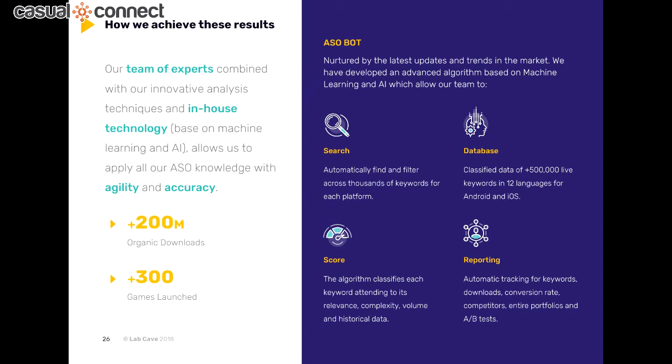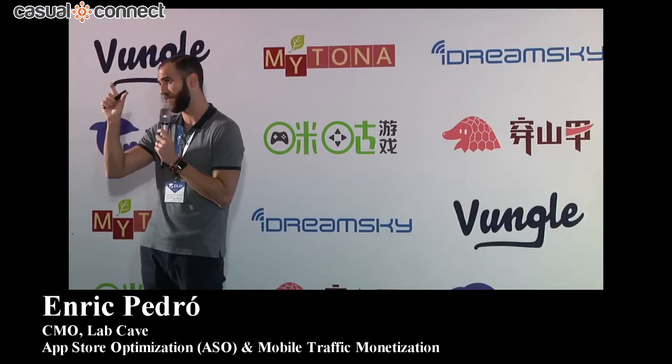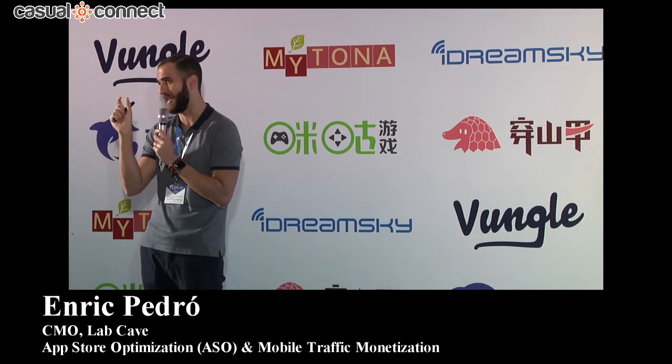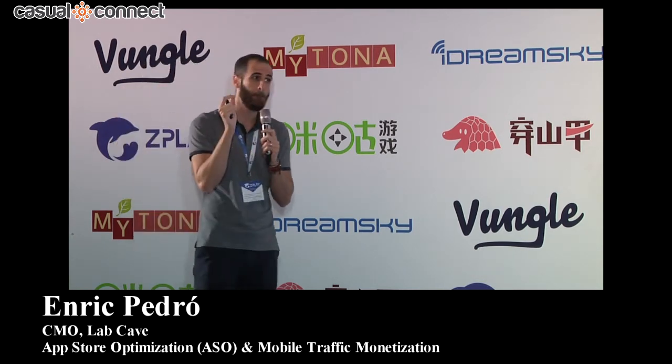Now, on our side, that's how we do it at Lab Cave. Not that you need that in order to successfully improve your store ranking, but we have our own ASO bot that helps us tremendously to analyze the existing trends on keywords. We analyze over 500,000 keywords across 12 different countries, and we apply a value to each keyword. So we know we have a limited space for the keywords, so we know which ones we should be using for each specific game.